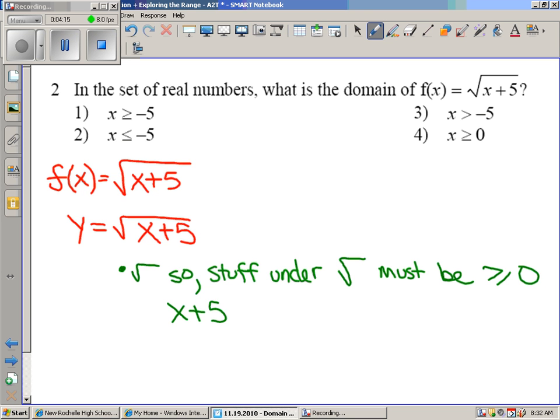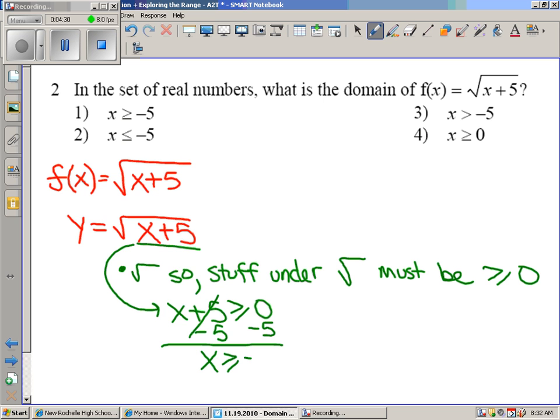So now we're going to say, oh okay, this problem really isn't that hard. Just take the stuff underneath the radical, set it greater than or equal to 0, and solve it. Okay, so this is the answer. So let's do this, and we're good.